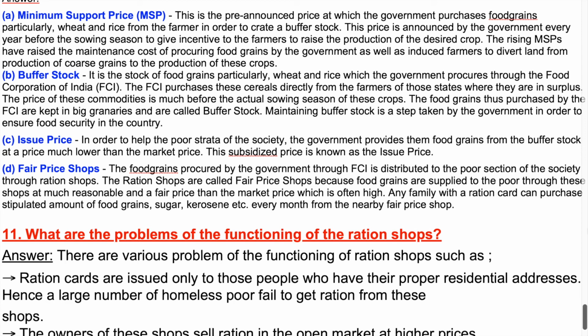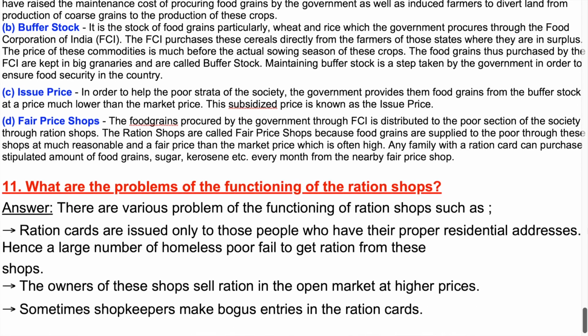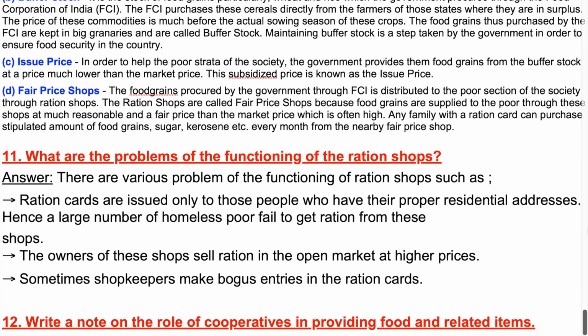D. Fair price shops. The food grains procured by the government through FCI is distributed to the poor section of the society through ration shops. The ration shops are called fair price shops because food grains are supplied to the poor through these shops at much reasonable and a fair price than the market price, which is often high. Any family with a ration card can purchase stipulated amount of food grains, sugar, kerosene etc. every month from the nearby fair price shop.